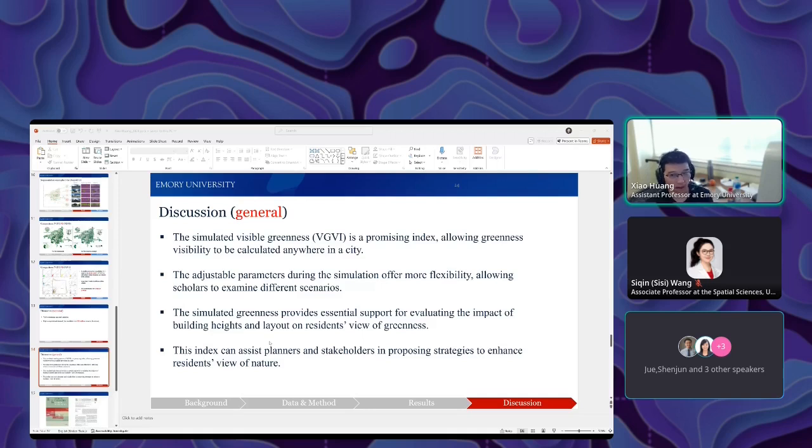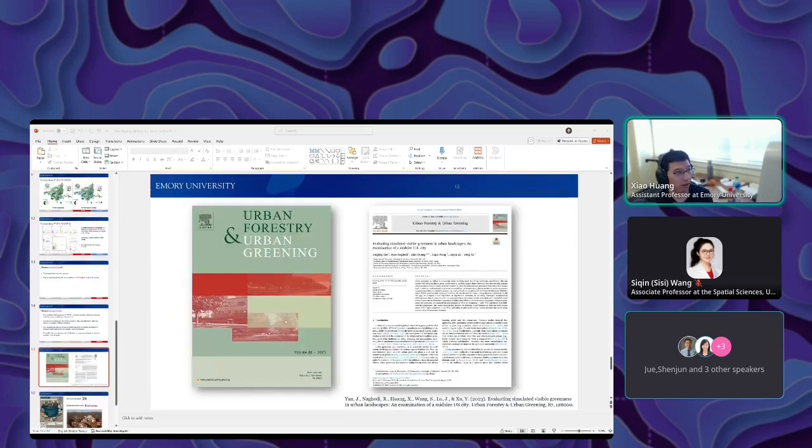But we do acknowledge that there are still many unsolved issues during the simulation process. In our article, we envisioned a series of potential solutions. This article has been published in Urban Forestry and Urban Greening, so if you're interested, feel free to check the article out.